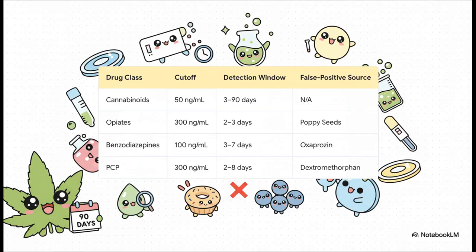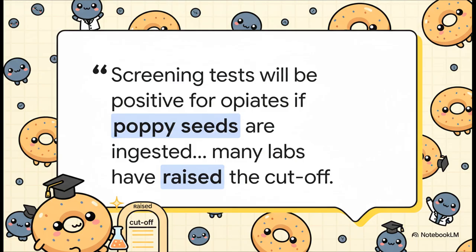And that leads us to a really important clinical update. And this is just a perfect example of how science has to adapt to the real world. Think about it. Someone eats a poppy seed bagel for breakfast and could get a positive opiate screen at the old 300 ng per milliliter cutoff level. To prevent this exact kind of false positive, many labs have now raised their screening cutoff for opiates all the way up to 2,000 ng per milliliter. It's a smart, practical change that protects innocent people from a potentially devastating false accusation.